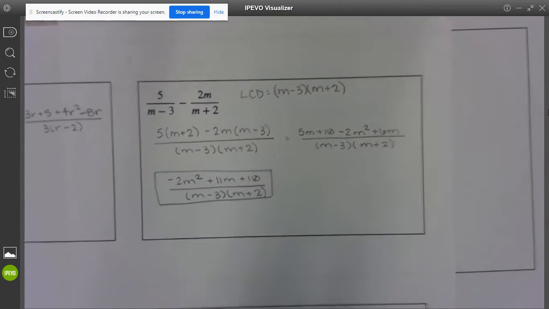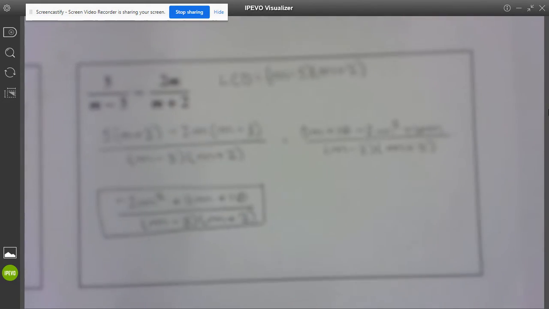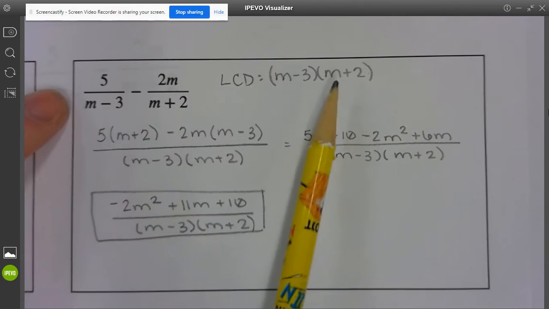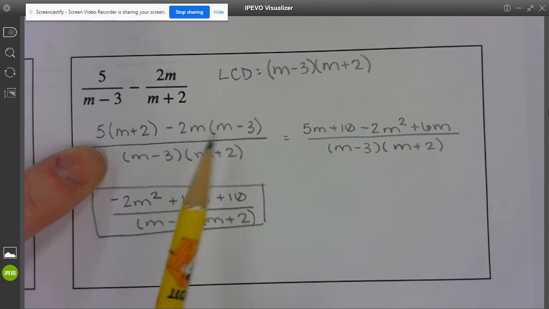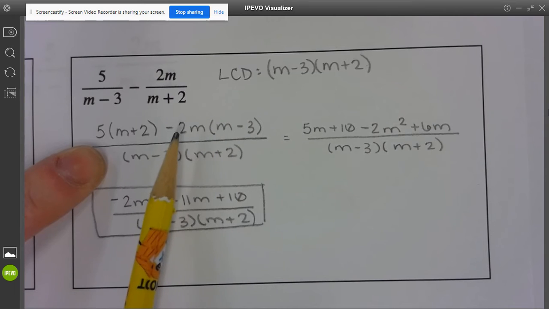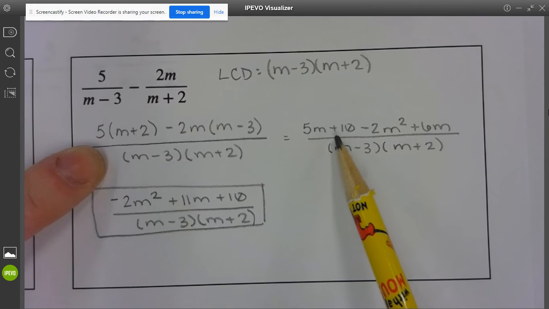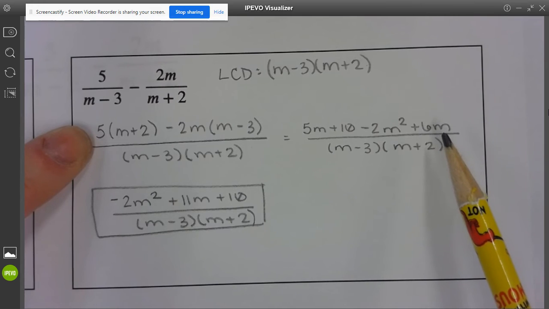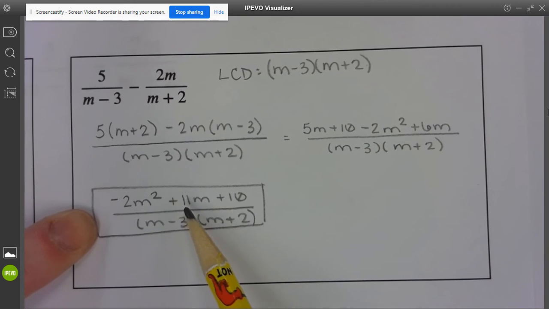So looking here, I already have this one all worked out on a separate sheet of paper, so I'm just going to zoom in and focus. There we go. All right, so this was my common denominator. So my first fraction was missing m plus 2, so I multiplied that. My second fraction was missing m minus 3, so that was multiplying here. Now I was distributing a negative 2m, so I had 5m plus 10 from my first fraction, negative 2m squared plus 6m from my second fraction. And then I have negative 2m squared plus 11m plus 10.